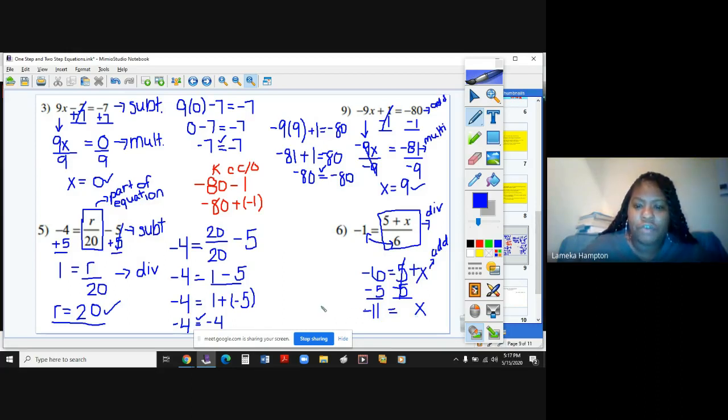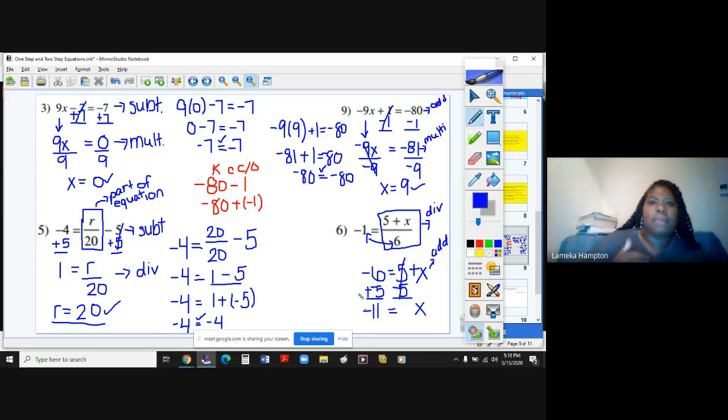So again, if you want to see how I did that, I simply just used the keep, change rule. Unfortunately, I do not have enough space to write this problem out, but I kept this first number the same. I changed this to addition, and I made my second number a negative. Okay, so that's how I did it.